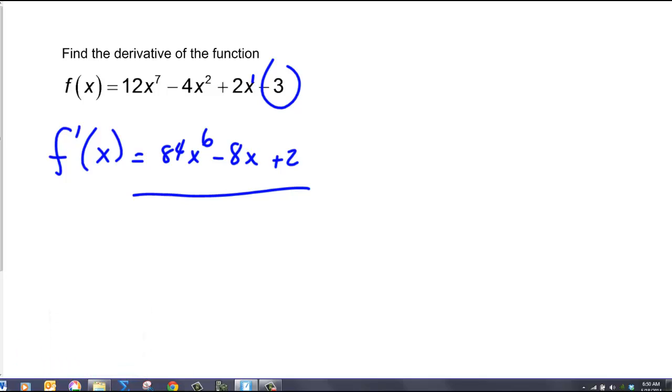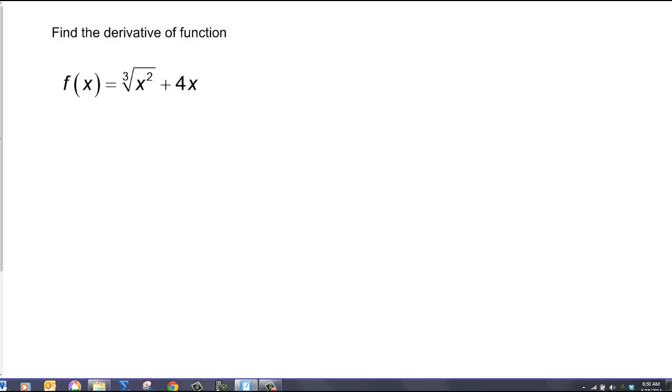However, some of these will not be so pretty. In other words, I need to put this function in terms of cx to the n form. So notice I don't have a power here clearly. I can rewrite that though as x to the 2/3 plus 4x.